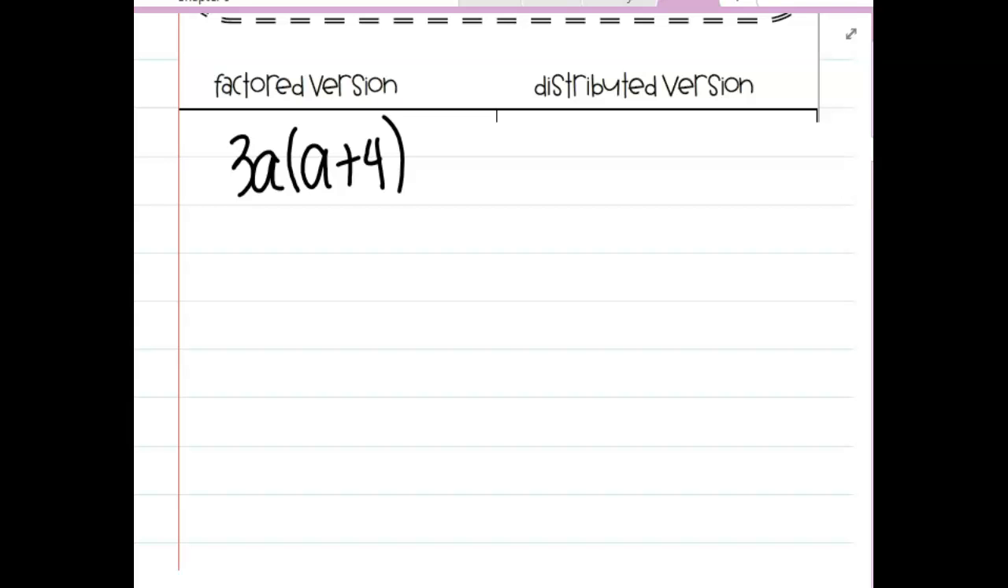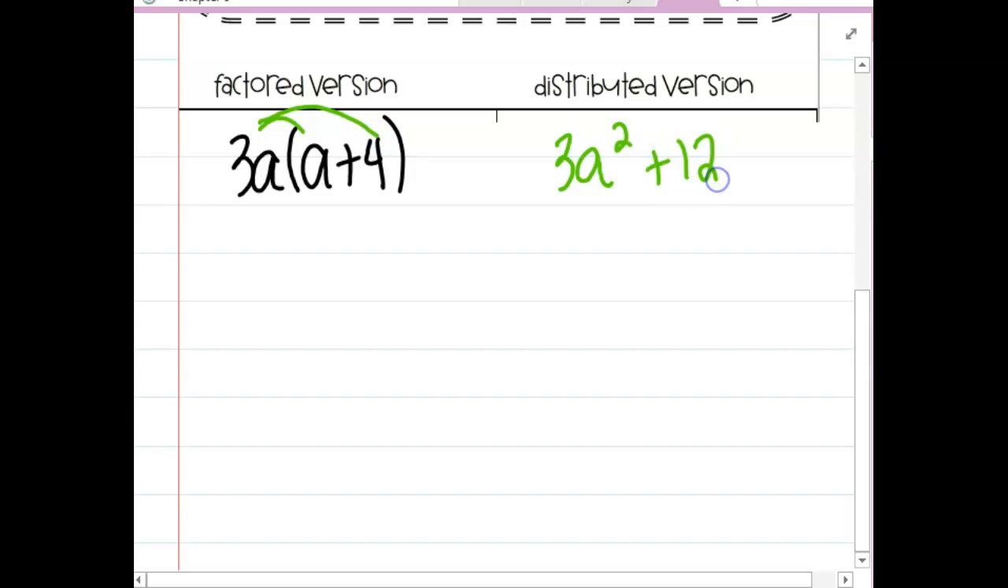If you wanted to turn this into a distributed version, you would just distribute the 3a, like we just did. You would take 3a times a, which would be 3a squared, and you would take 3a times 4. 3 times 4 is 12, and then we have the a. Now what we're doing today, we're going to go back the other direction. So let me show you something that's the distributed version and see if we can factor it.